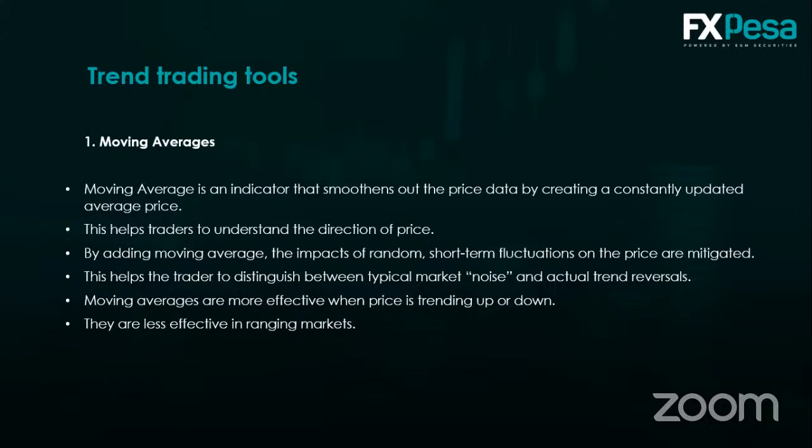So moving averages are used to identify areas of dynamic support along an uptrending market. Moving averages are more effective when price is trending up or down. So when there's a strong uptrend or a strong downtrend, moving averages can be quite effective to identify your entry points and exits. They tend to be less effective when the market is ranging or when the market is confined within a horizontal zone.